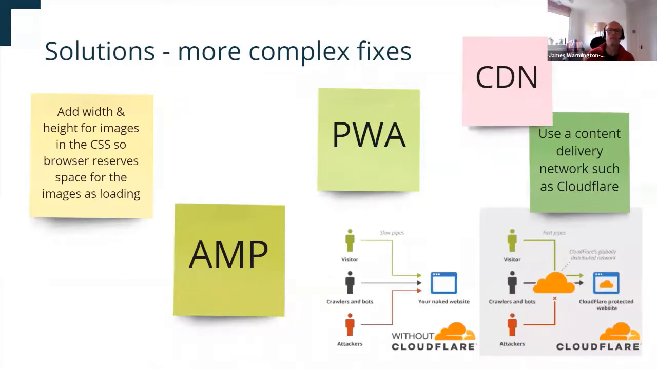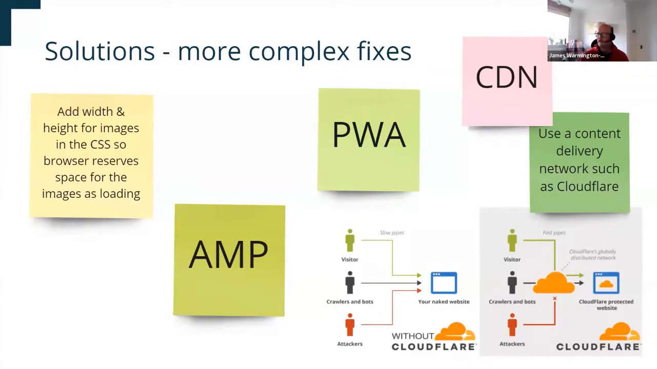These are slightly more complex ones. Things like, we talked about CLS, add width and height for images in the CSS, so the browser reserves space for the images as they load. Content delivery networks, we talked about that. Use the cloud, get your website loaded faster for more people across the world.